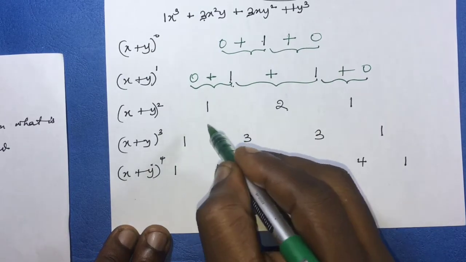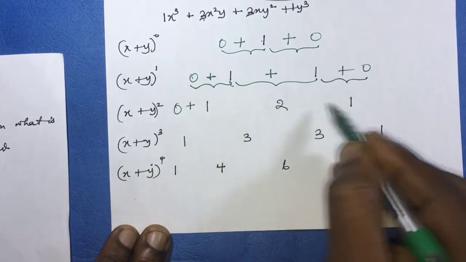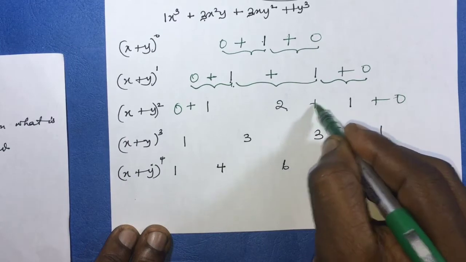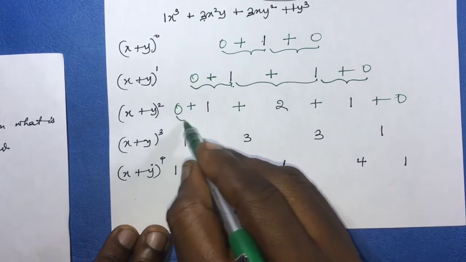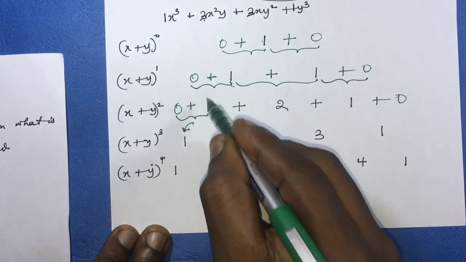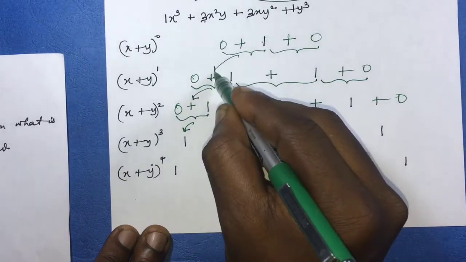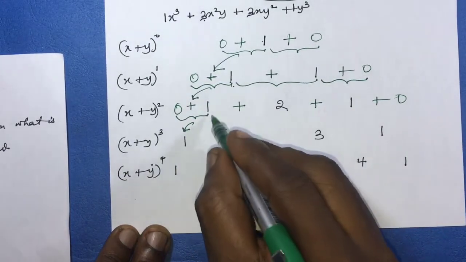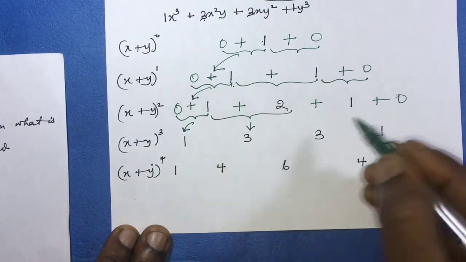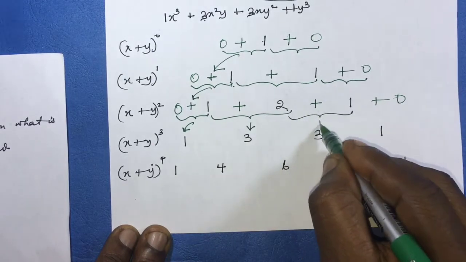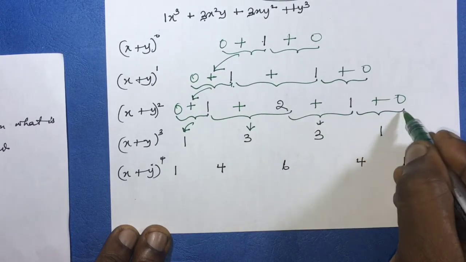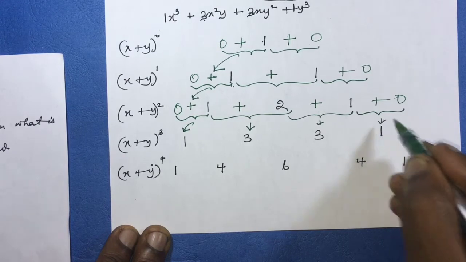Now repeat the same procedure. Add a 0 here, add a 0 here, and then add these terms. If you do that, 1 plus 0 will give you 1. 1 plus 2 will give you 3. 2 plus 1 will give you 3. 1 plus 0 will give you 1.